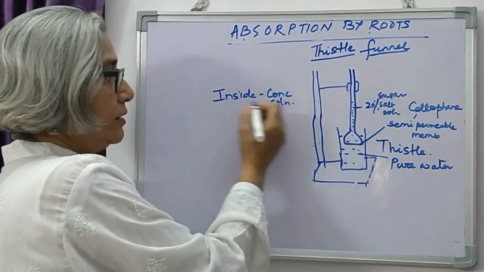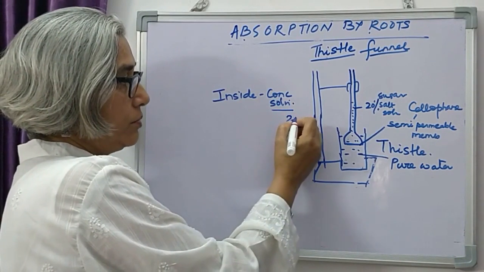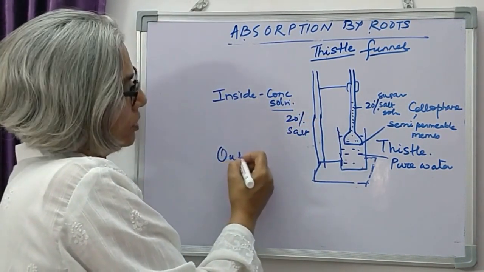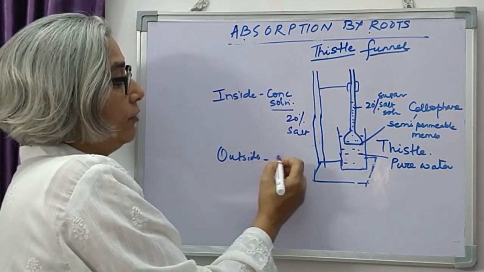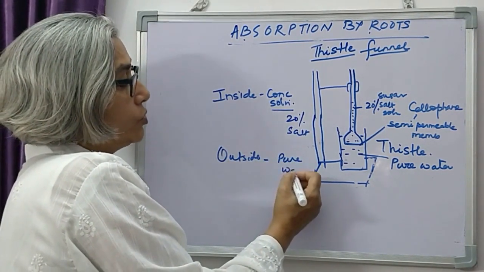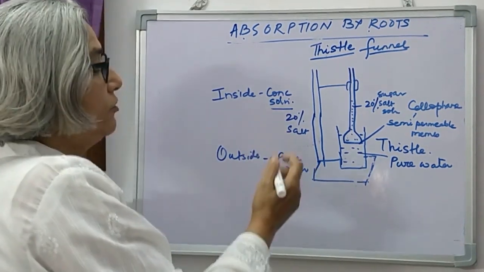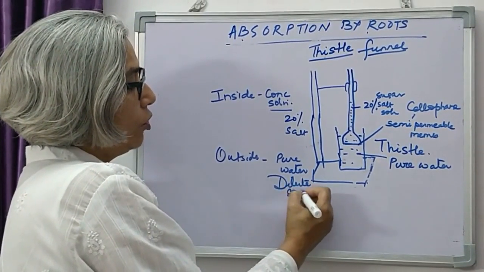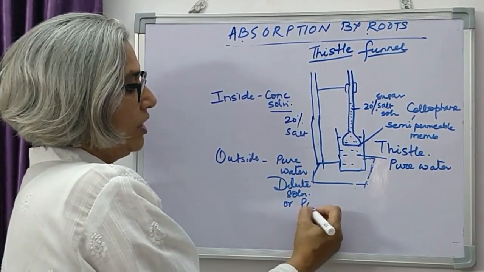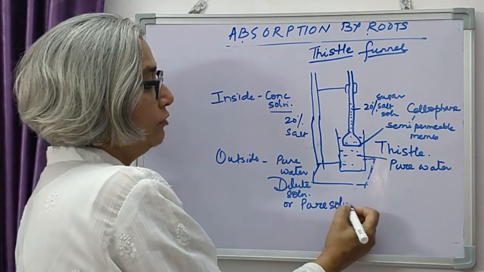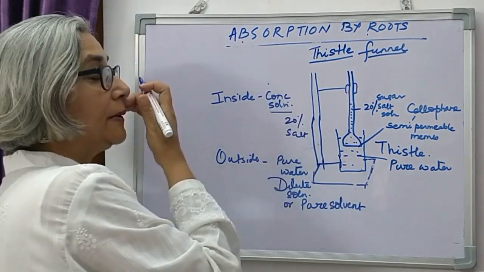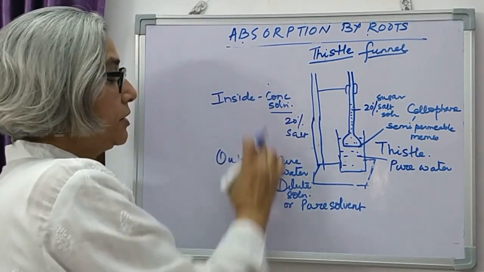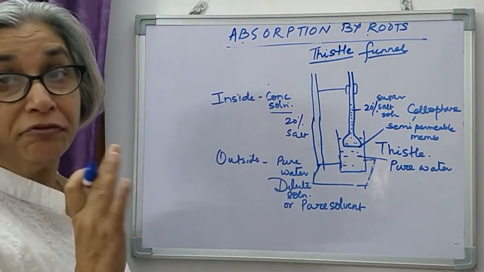Now inside the thistle funnel there is concentrated solution because it is 20% salt or sugar solution, and outside the thistle funnel we have pure water. So when we talk in terms of different regions, we can say this is a dilute solution or pure solvent. Better would be to say that this is pure solvent, and here this is a concentrated solution. Dilute and concentrated are comparative terms.